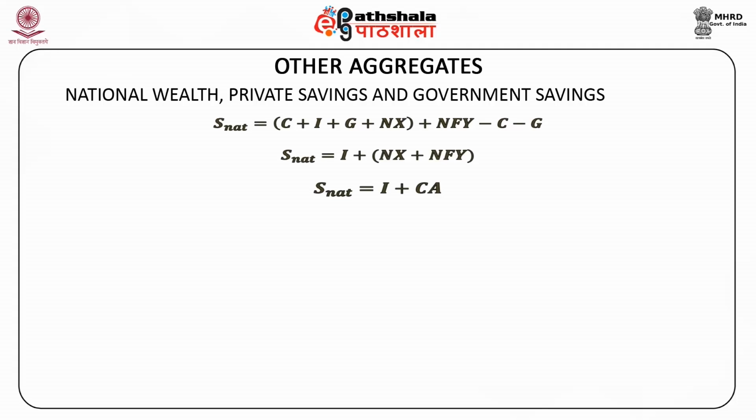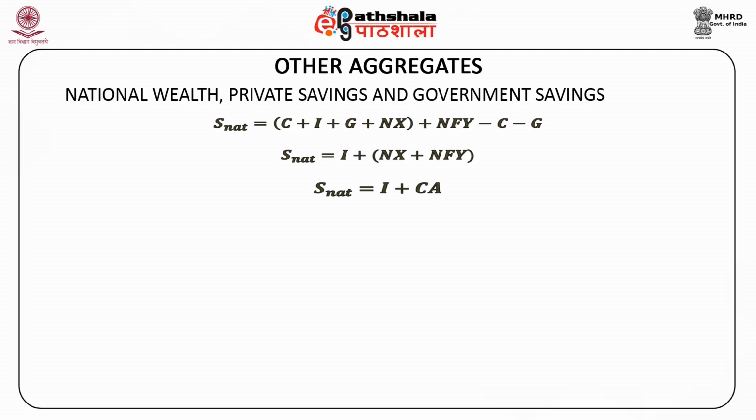The term in the brackets in the above equation is the current account balance, which is the sum of net exports and net factor income from abroad. So we can say that national savings is equal to investment plus current account balance.